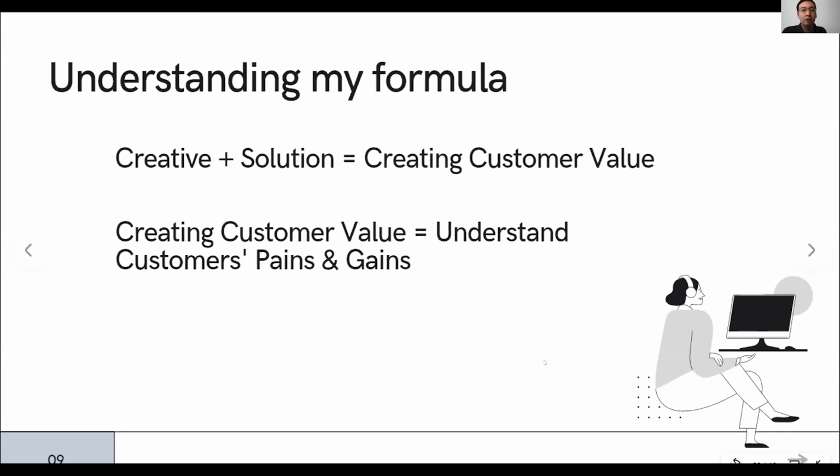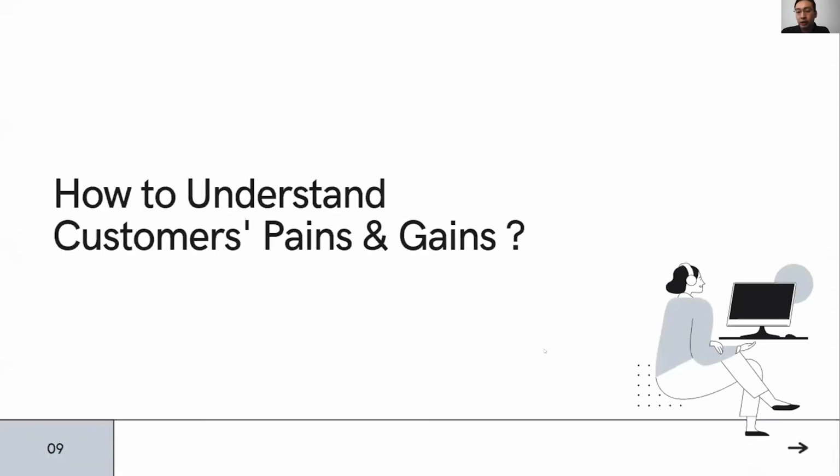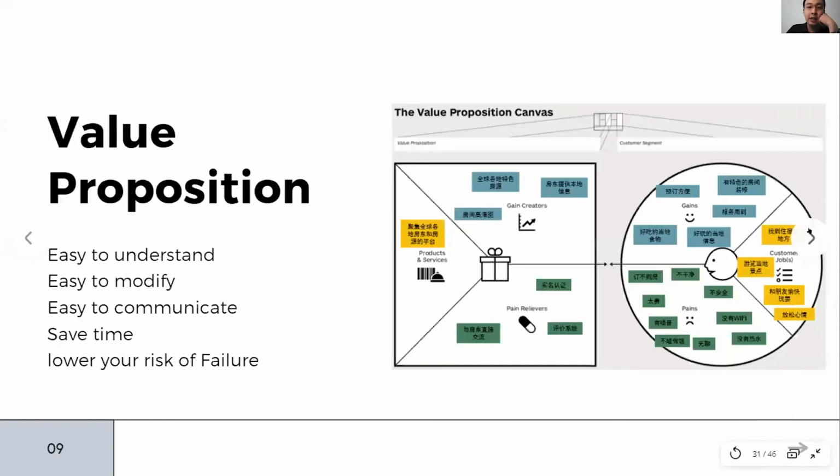Okay, so coming back to another question: how to actually understand the customer's pain and gain? How to actually understand this? Does anybody know? If anybody knows, just tell me. Share some of your thoughts, maybe you can have more engagement. Anyone know? If you don't know, I will just continue, because I'm about to share some small training, a one-hour small training, later.